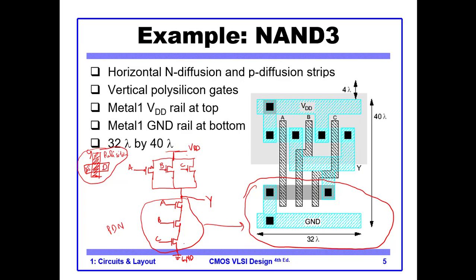So let me make this according to the layout. So this is A, B, C. You see now the source of A is connected to ground, and here is the drain. So this is the ground, and this is our transistor A. Why is this our transistor A? Because here we have the polysilicon going from top to bottom.